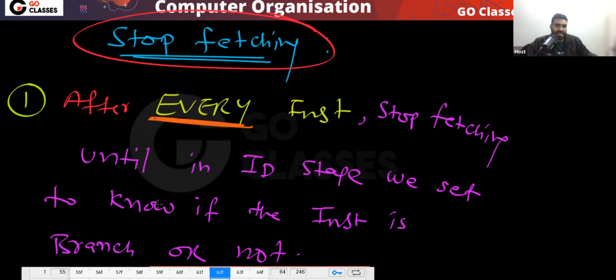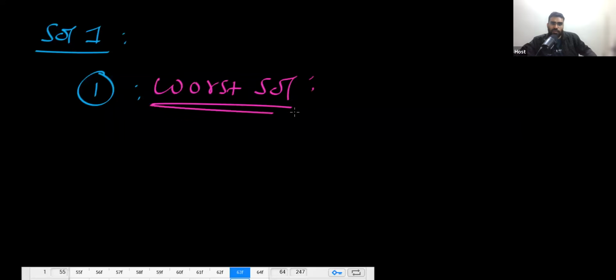This is very bad, right? This solution is a pure bad solution. Do you agree with me that this is the worst solution that can happen? After every instruction, you are stopping fetching. It simply means that in this solution one, part one, you can notice this is the worst solution. Why is this the worst solution?